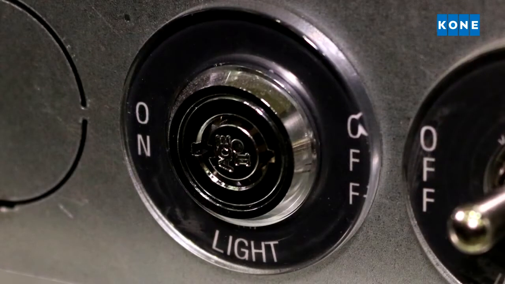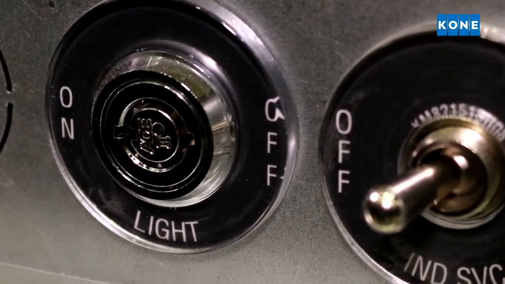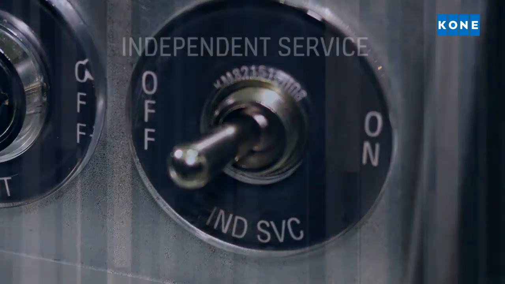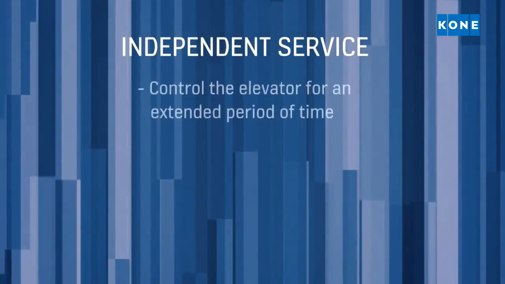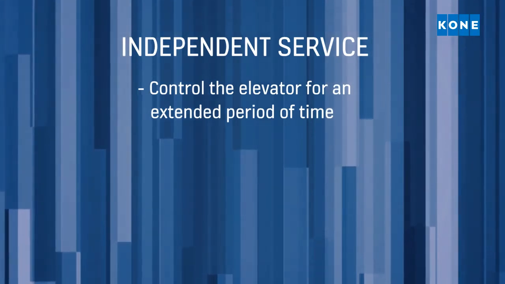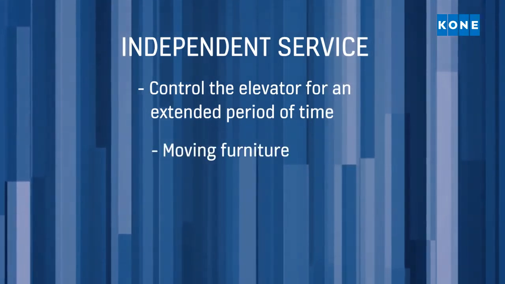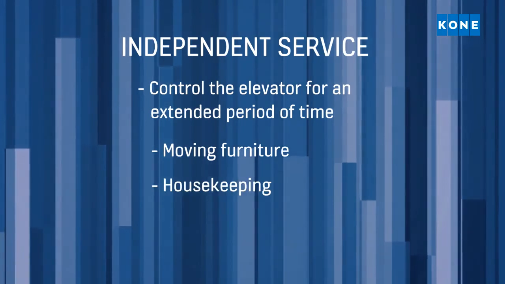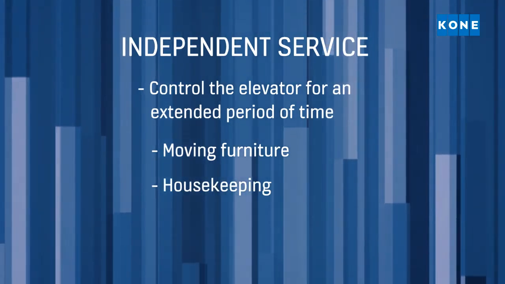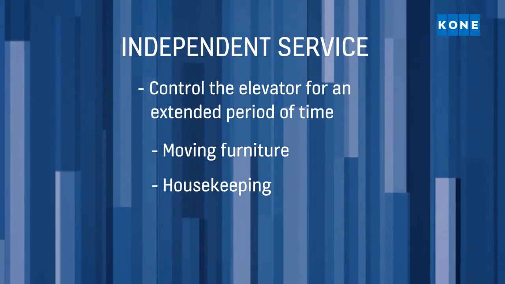While the cab fan and light switches are self-explanatory, the independent service function requires more explanation. Independent service is used when you want to control the elevator for an extended period of time. It is typically used when moving furniture or other items to and from different floors, or when there are various housekeeping or testing needs that require the unit to be out of service for the riding public.